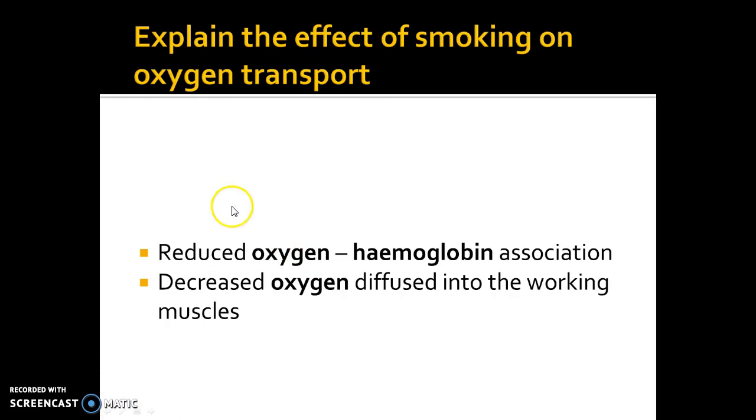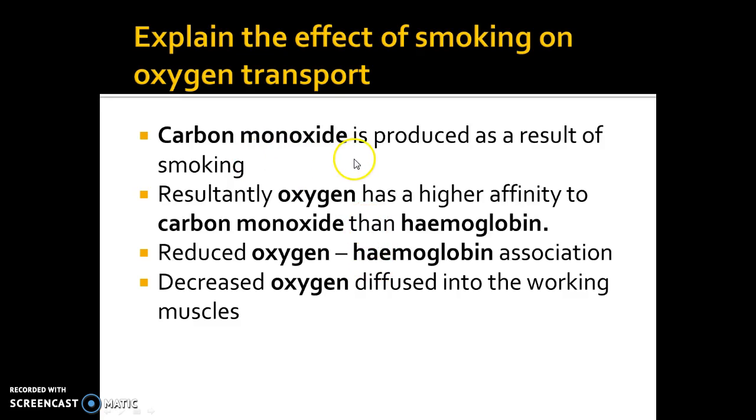Okay, right, next objective then. Explain the effect of smoking on oxygen transport. Popular exam question that hasn't come up for a long time. So basically we've said that oxygen is carried via hemoglobin. So what we need to do is look at what is the difference when people smoke. When you smoke, carbon monoxide is produced. Carbon monoxide becomes way more attractive to oxygen than hemoglobin. The word attractiveness in physiology is called affinity.